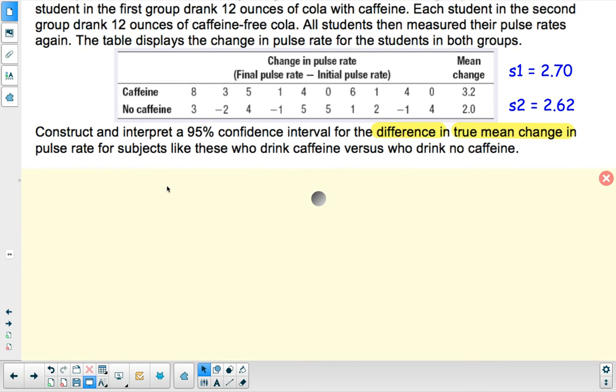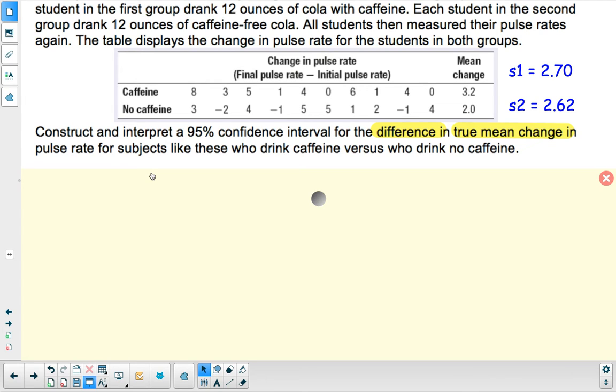We are going to construct and interpret a 95% confidence interval for the difference in true mean change in pulse rate for subjects like these. Since it wasn't randomly selected, we can only make our conclusions to subjects similar to those in this experiment who drink caffeine versus who drink no caffeine.